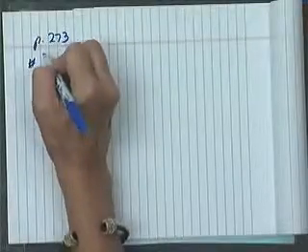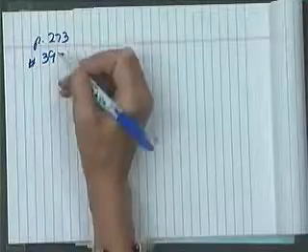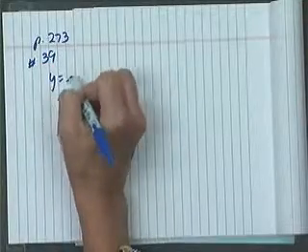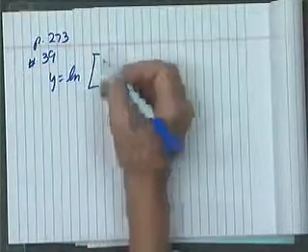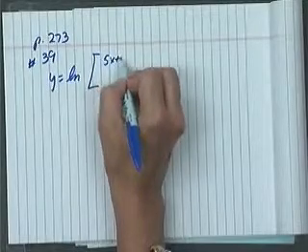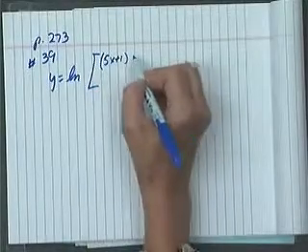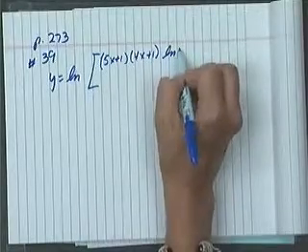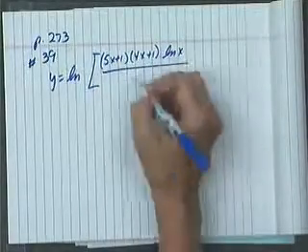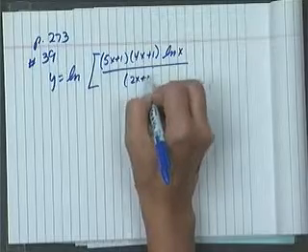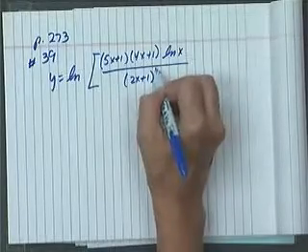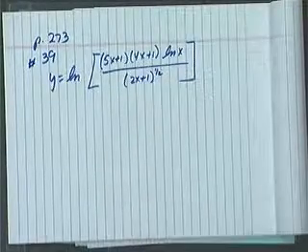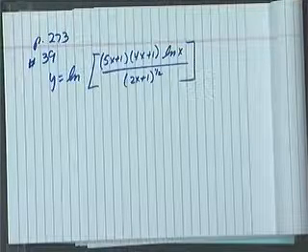All right, number 39. This is page 273, number 39. Y is equal to the natural log, big square brackets, 5x plus 1 times 4x plus 1 times the natural log of x all over square root of 2x plus 1. Okay, go for it.